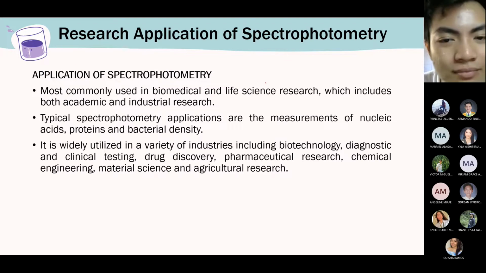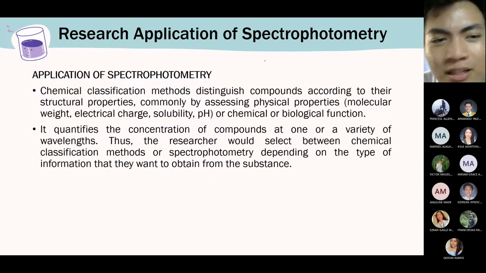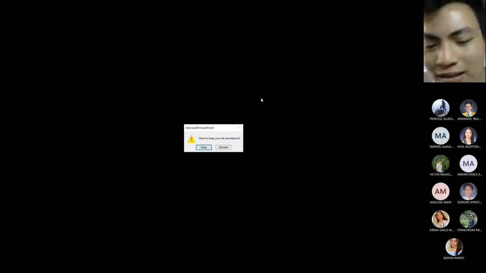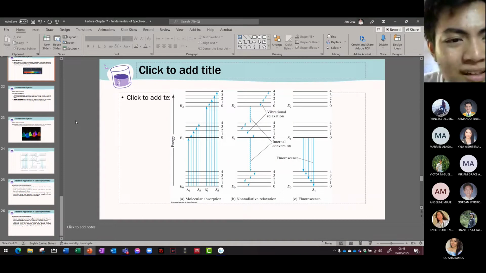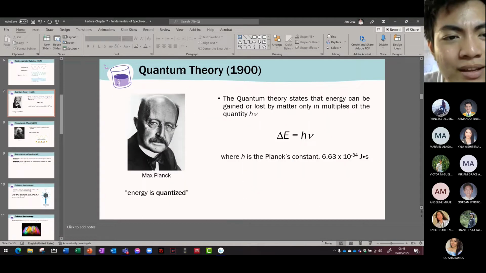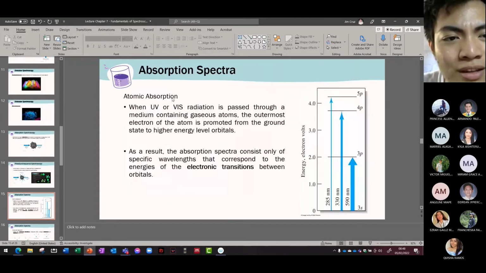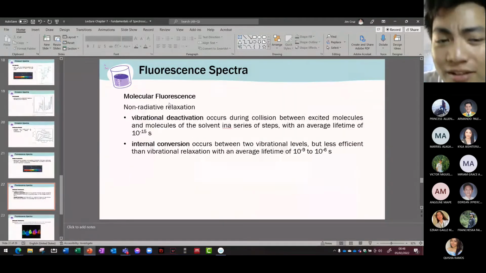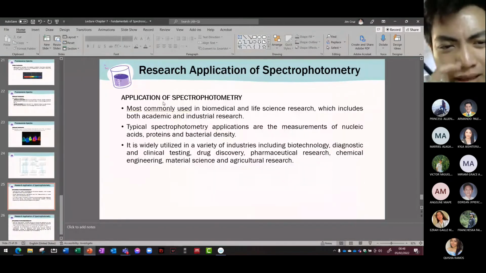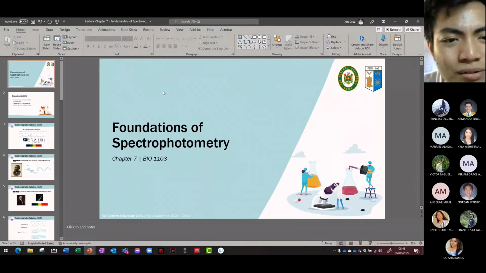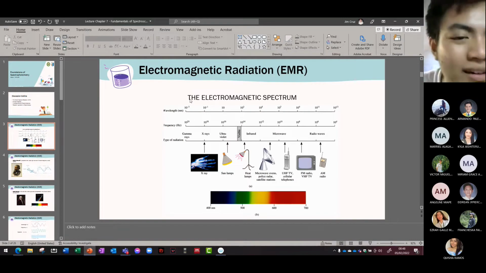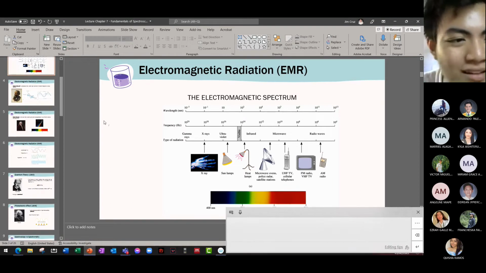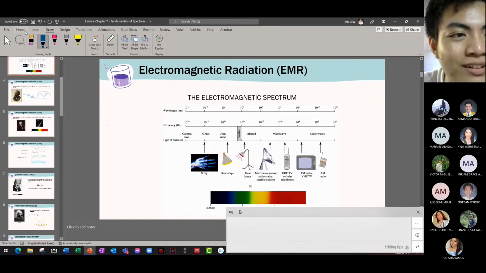So that's it na. Expect na yung quiz dito is more on identification. More on identification lang talaga siya: the difference between emission, absorption, and fluorescence, and types of EMR lang. Kumbaga onti lang yung lalabas sa quiz dito. So that's it na, that's chapter 7.